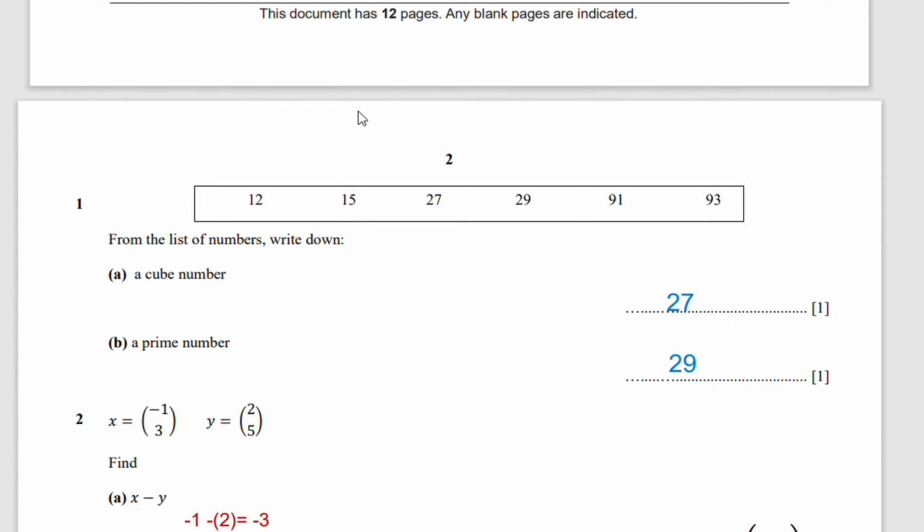So 12 did not work, 15 did not work, so we ended up with 27. And how can we know that? We can just use the cube root of 27 and we will get 3. So that's why 27 is the answer. For B, we have a prime number. A prime number is a value that you can't get by multiplying two values together, other than one and itself. So, for instance, 29, whatever two numbers you try to multiply, you won't get the value 29.